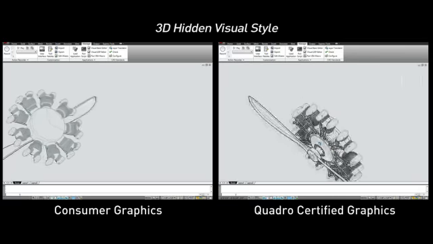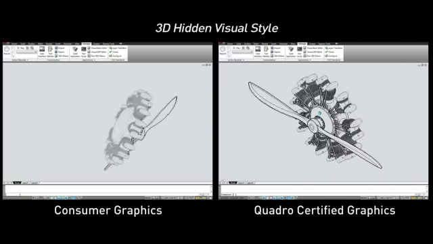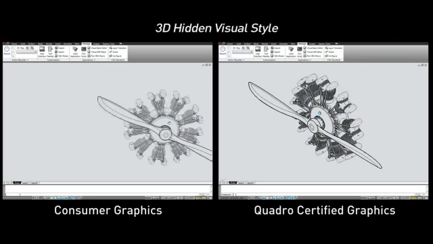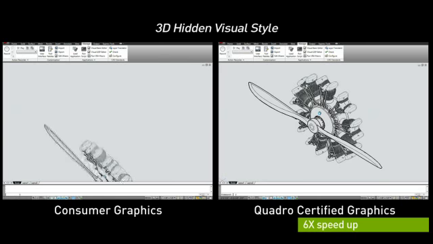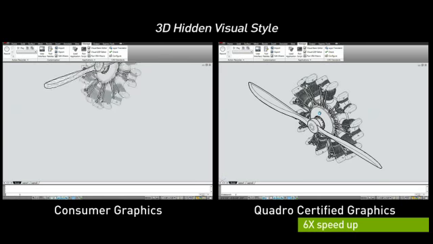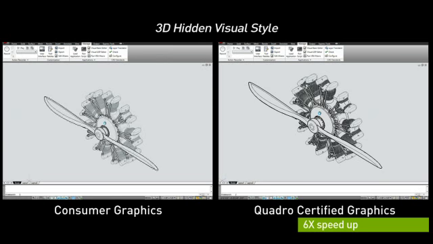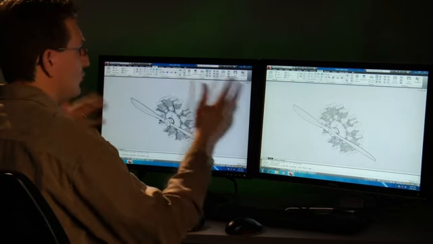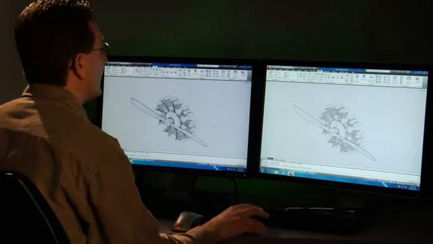And what we'll see here is the Quadro card is able to just blaze through this model. In fact, it is already done. And what we're seeing here is a 6x performance advantage for the Quadro Professional solution. And this is on two cards that cost almost identical. So let's move along, and we'll take a look at the next visual style here.